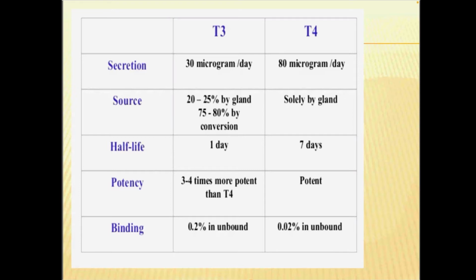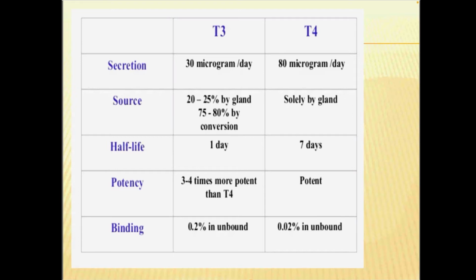The source of T3 is directly 20 to 25% from the gland, because only 30 micrograms is produced per day. So the source of T3 will be 25% from the gland, while the rest, 75 to 80%, is by the conversion of T4 to T3. As we said, about 80 micrograms of T4 is produced, which acts by getting converted into T3. So as a whole, 80% of T3 is formed by the conversion of T4, while only 20 to 25% of T3 is produced directly from the thyroid gland.